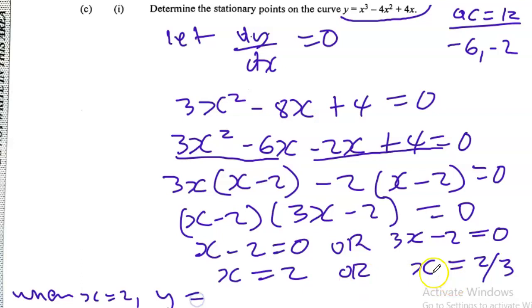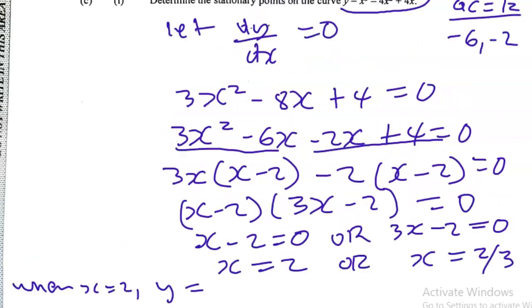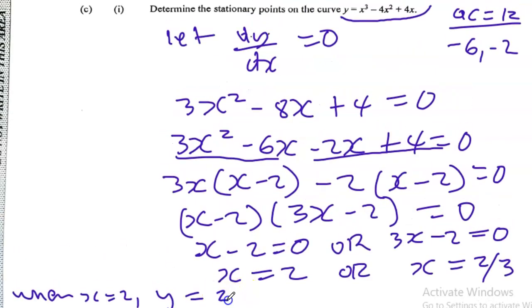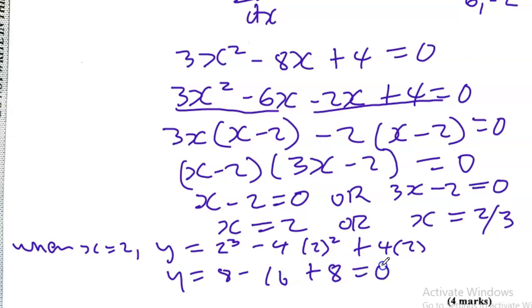So we end up with 2 cubed minus 4 times 2 squared plus 4 times 2. And this should give us y equal to, this is 8 minus 4 times 2 squared, that's 4 times 4, minus 16 plus 8. That should give us 0.